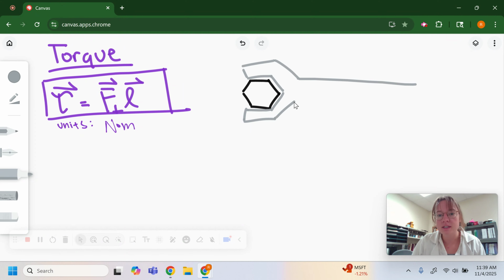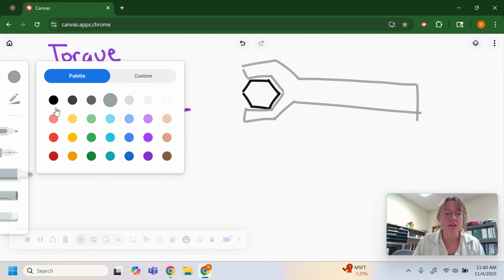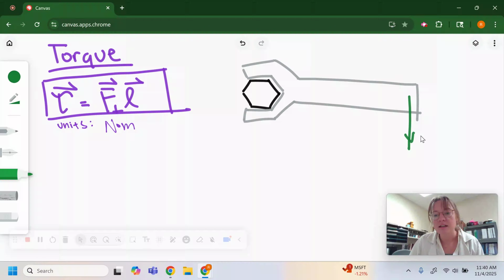Okay, suppose that I have a wrench like this around a bolt, like this. Now, this bolt is currently not spinning. If I would like to cause this bolt to spin, then I am going to need to apply a torque. To apply this torque, I'm going to go green here. I'm going to apply a force here to the end of the wrench, and that force, when I apply it, is going to make the wrench and the bolt together spin.